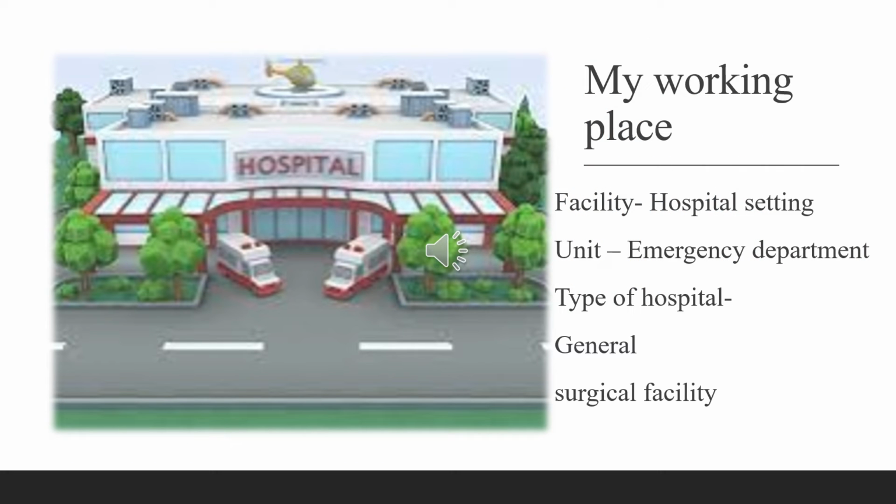This project was conducted at my job with the help of a mentor. I work in a hospital setting, in the emergency department. The hospital that I work in is a general and surgical facility. It is not a trauma facility.